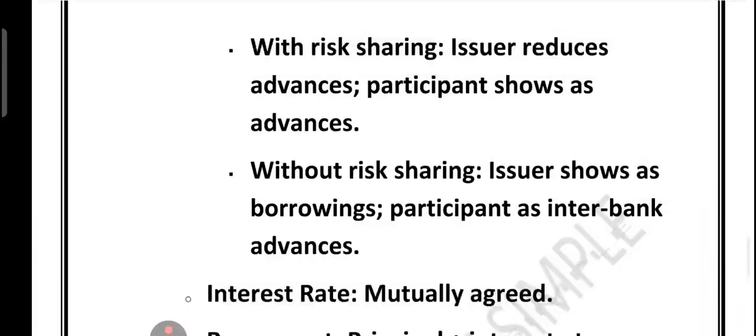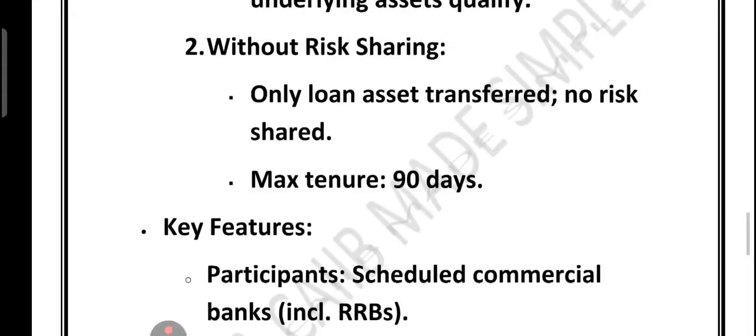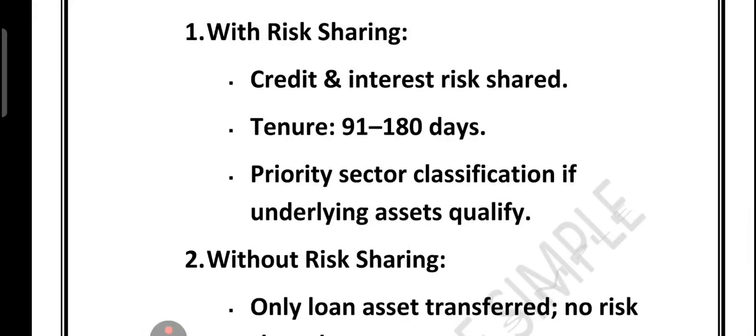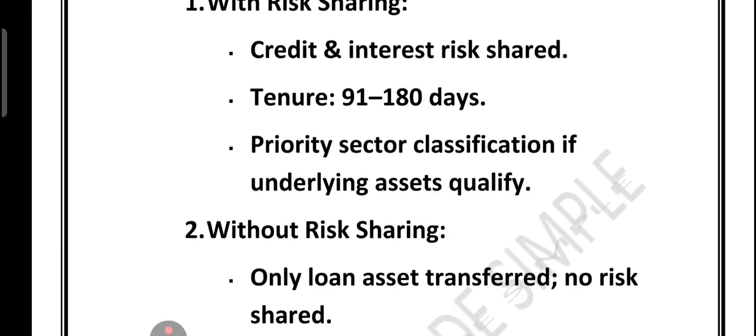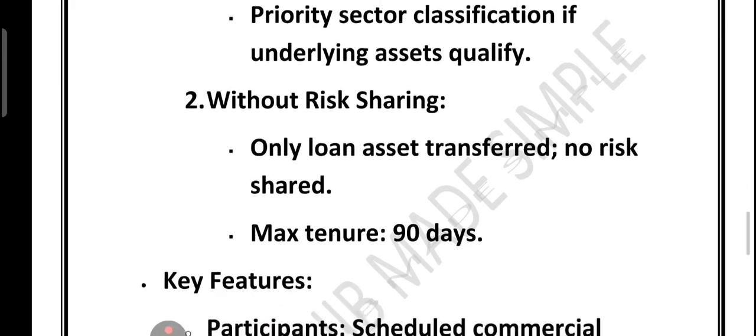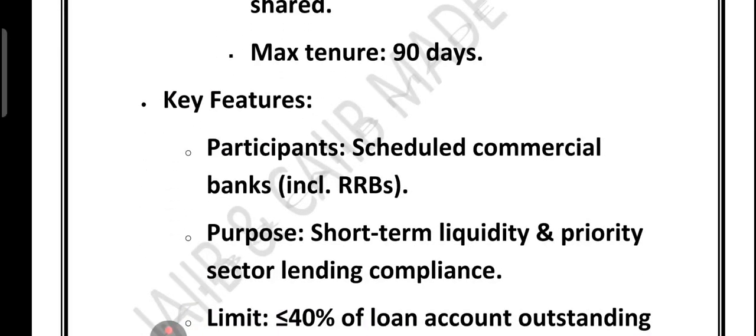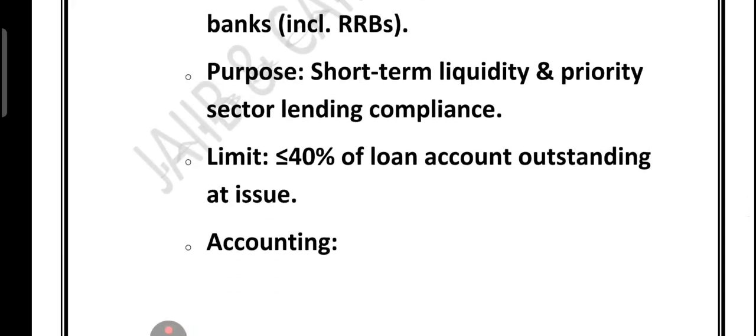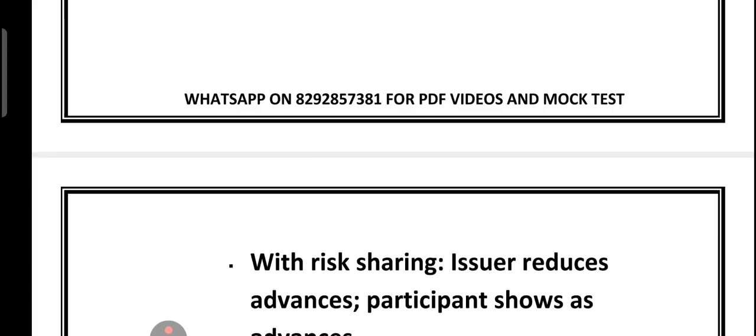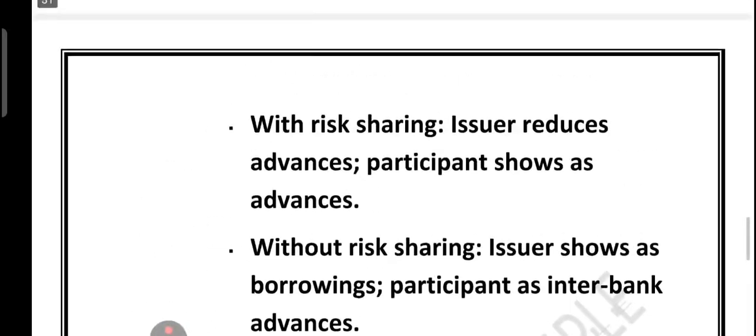So let me just recapitulate the key points about IBPCs. I told you that banks share loans for liquidity and regulatory target, sharing of the loan. Two kinds of sharing can happen, with risk sharing, without risk sharing. So with risk sharing 91 to 180 days, without risk sharing means only asset is transferred, no risk is shared, which is for less than 90 days. Participants here include a scheduled commercial bank and RRB. And limit is, I told you, less than 40% of the loan account outstanding. Purpose is to ensure liquidity, priority sector lending. This is the purpose.